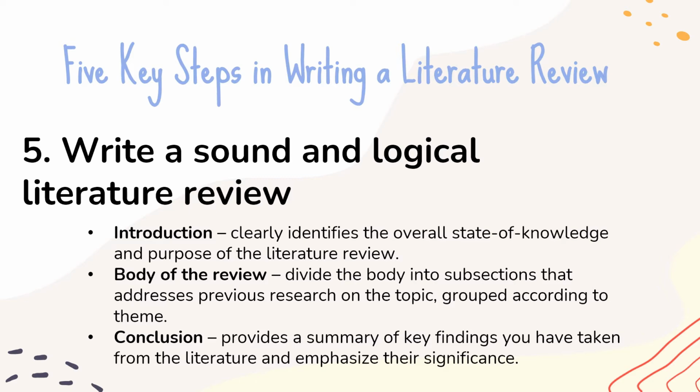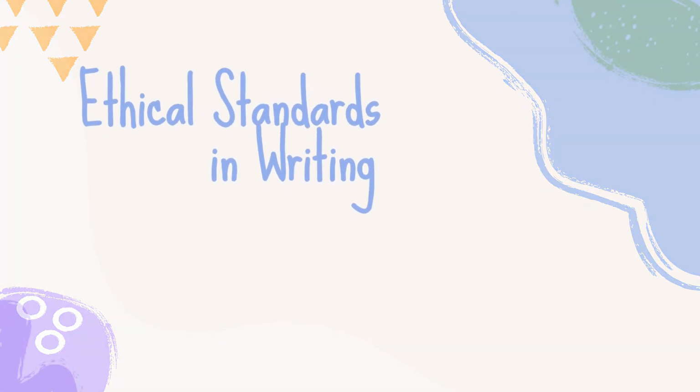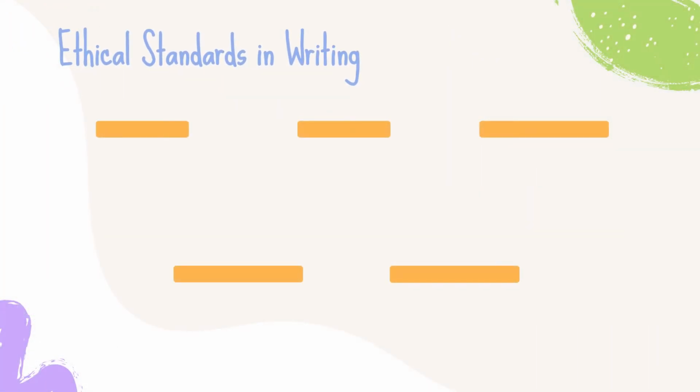Ngayong na-discuss na natin ang 5 key steps in writing a literature review, alamin naman natin ano yung mga ethical standards in writing. Research ethics are standardized rules that guide the design and conduct of research. Following these guidelines ensures credibility, academic honesty, and integrity among researchers. Scientific misconduct might arise when ethical standards are not followed, such as Number 1, deception.